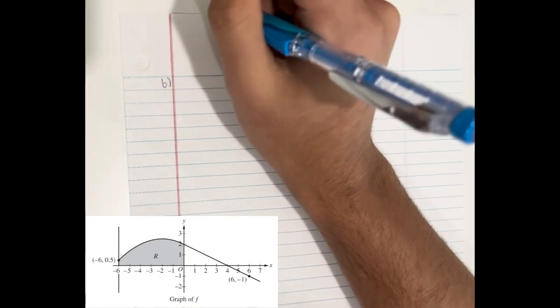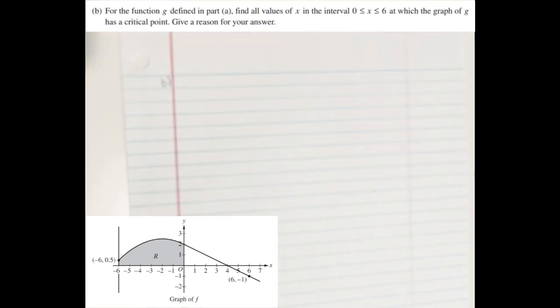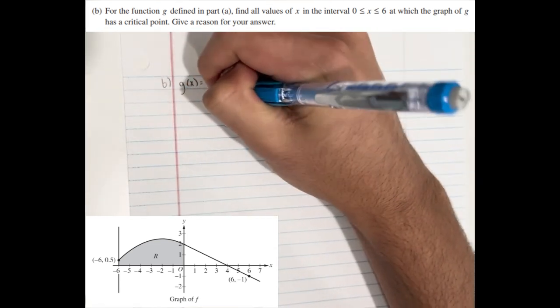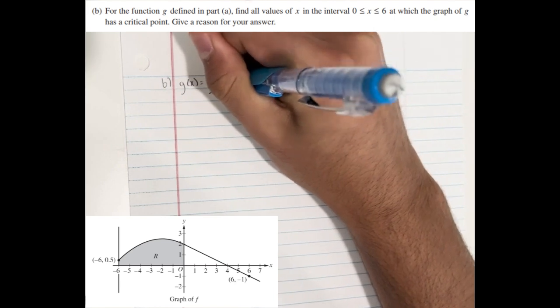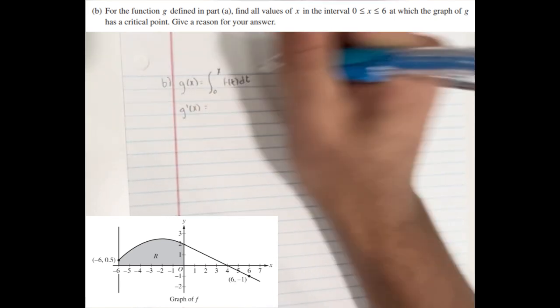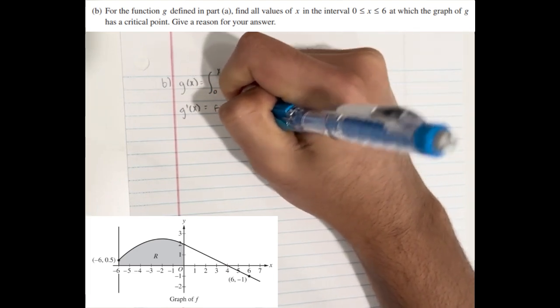Now for problem B. For the function g defined in part A, find all values of x on the interval 0 ≤ x ≤ 6 at which the graph of g has a critical point. Okay, so g(x) equals the definite integral from 0 to x of f(t) dt. g'(x), by the fundamental theorem of calculus, equals f(x).